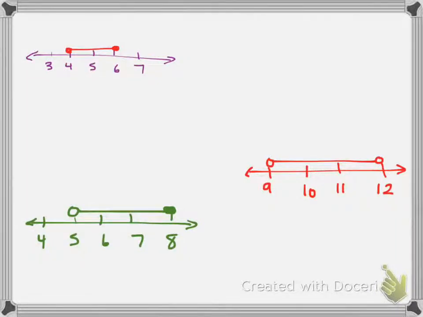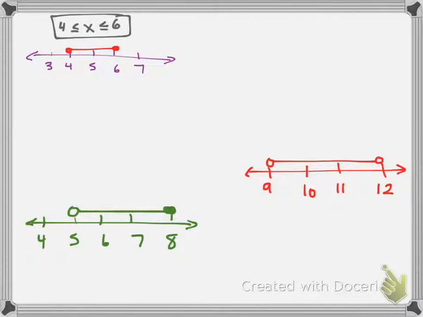This is a lesson on how to use interval notation. So taking a look at this first example, what we really have are the numbers that are greater than or equal to 4 and less than or equal to 6. This would be set builder notation.